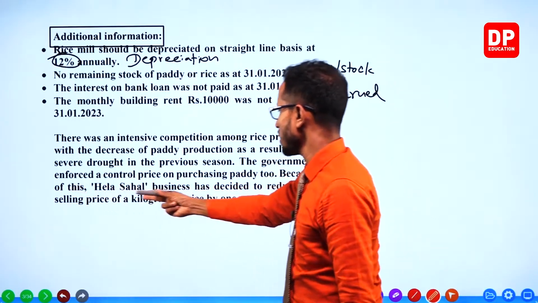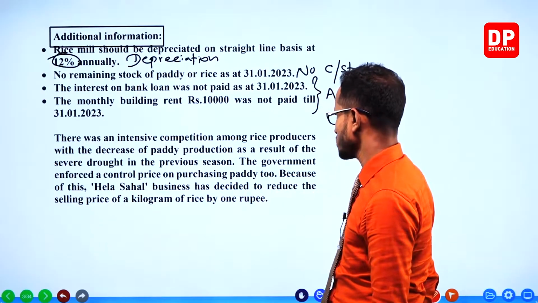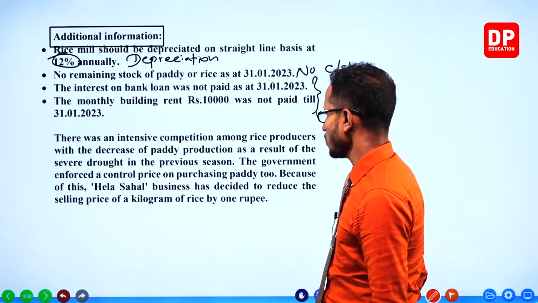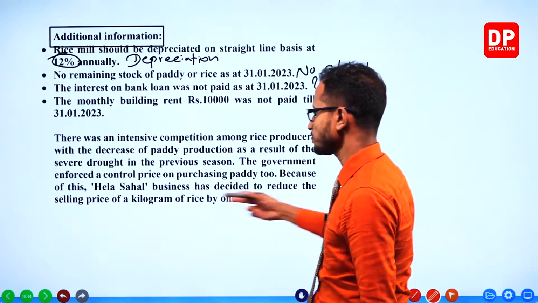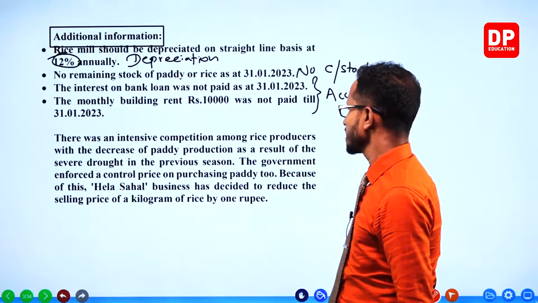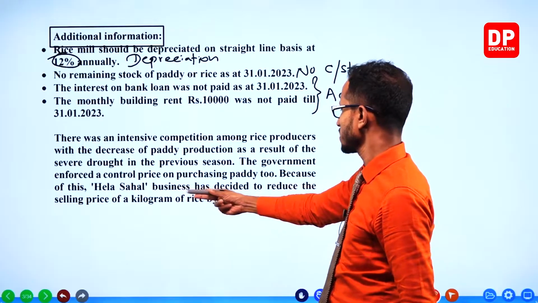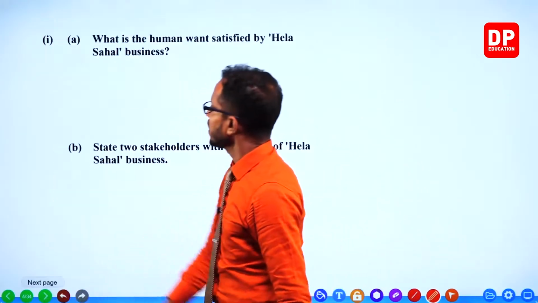Because of this, Hela Sahal business has decided to reduce the selling price of a kilogram of rice by 1 rupee. Oh, they have decided to reduce the price. Okay, here we go.